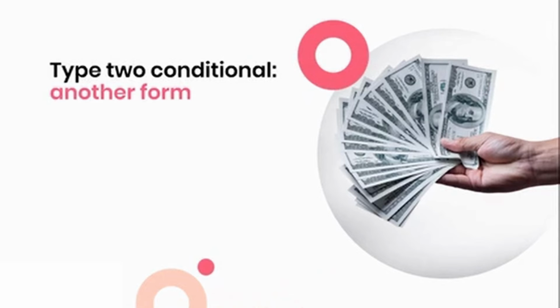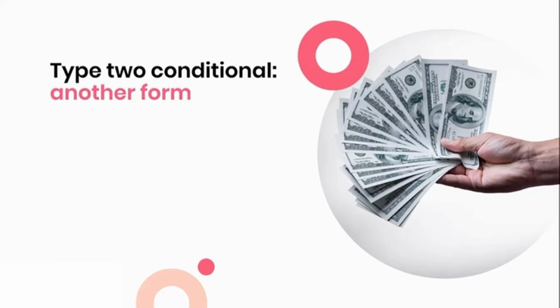Now, there is another form of the type 2 conditional. You'll remember from the last lesson that the conditional sentence structures can usually be shifted around. When they are shifted around in this way, they still have the same meaning. But you need to pay attention to the grammatical rules.